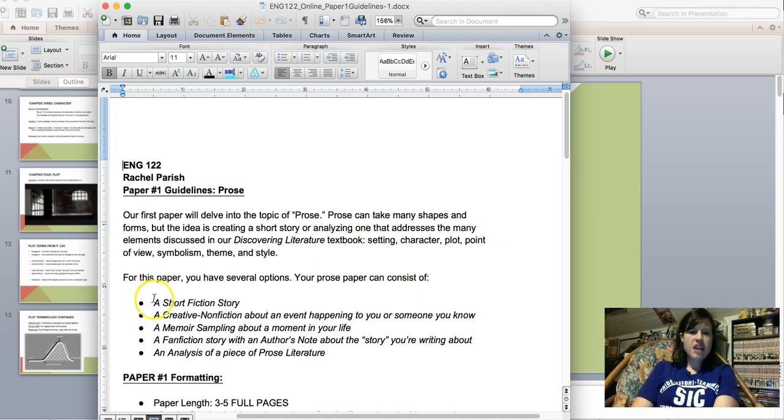So these options here, these first 4, are more creative writing oriented. So you could write a short fiction story. I've had a lot of students do this. They had a lot of fun with it.